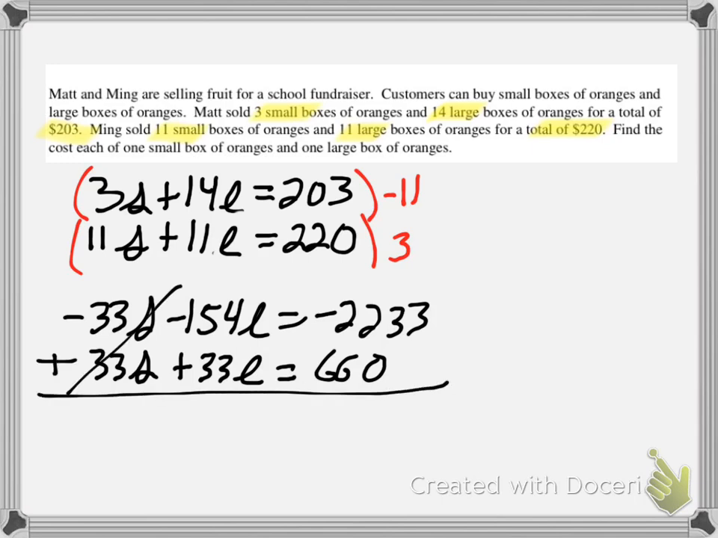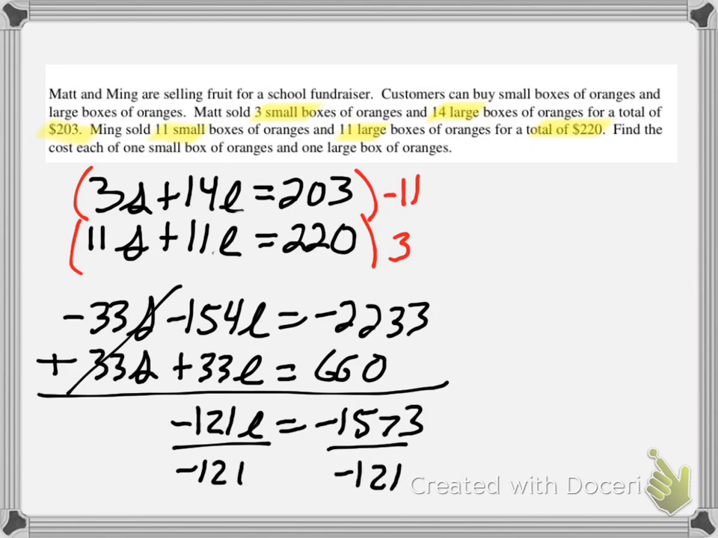In this case, my S's will cancel. -154 plus 33 is -121L, and that's going to equal -1573. Well, if we divide both sides by -121, I get that my L value, in this case, is equal to 13. So, the large boxes of oranges, we wanted to figure out the cost. The large box of oranges cost $13.